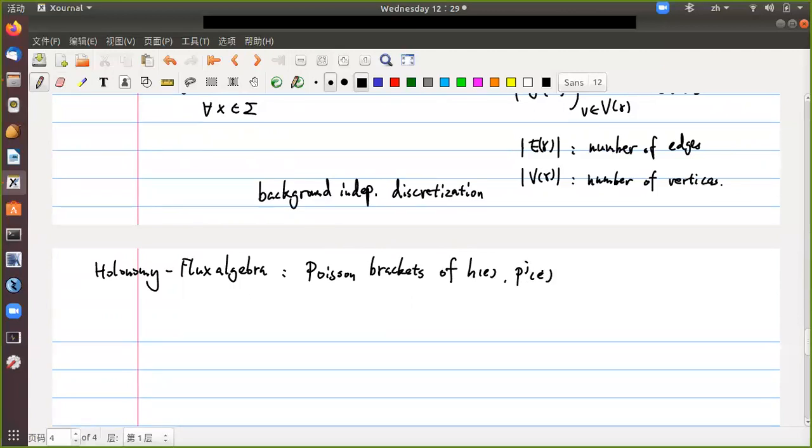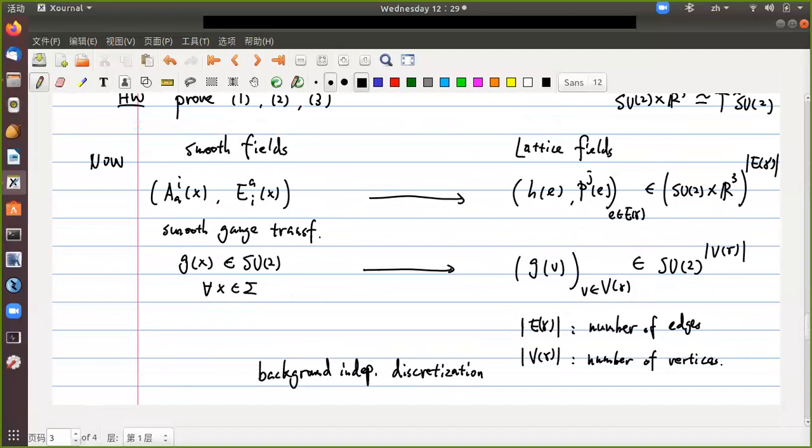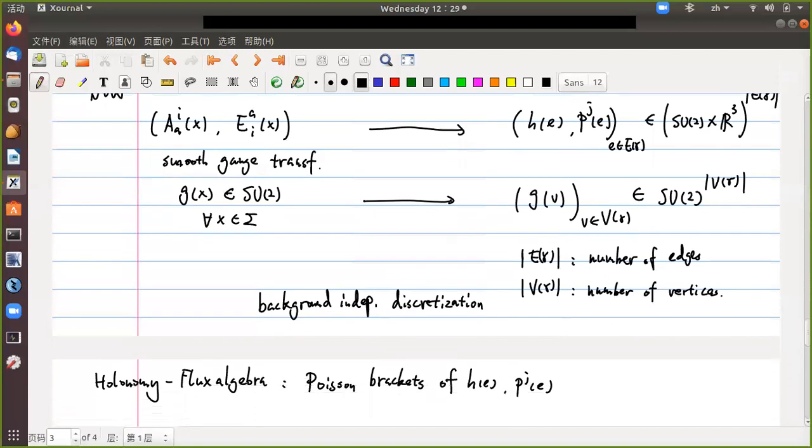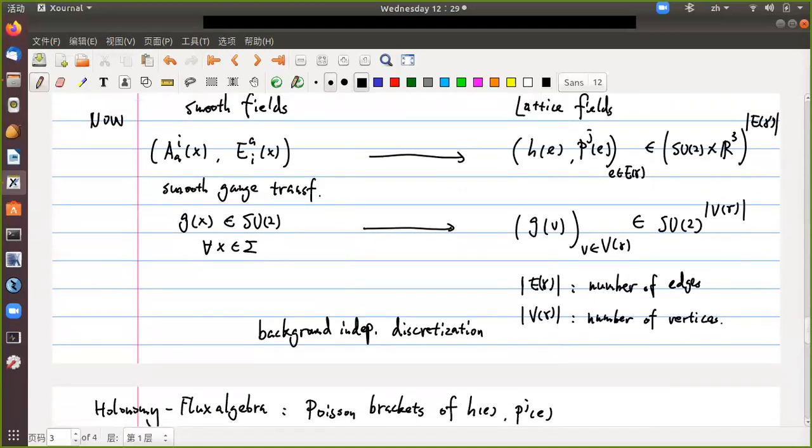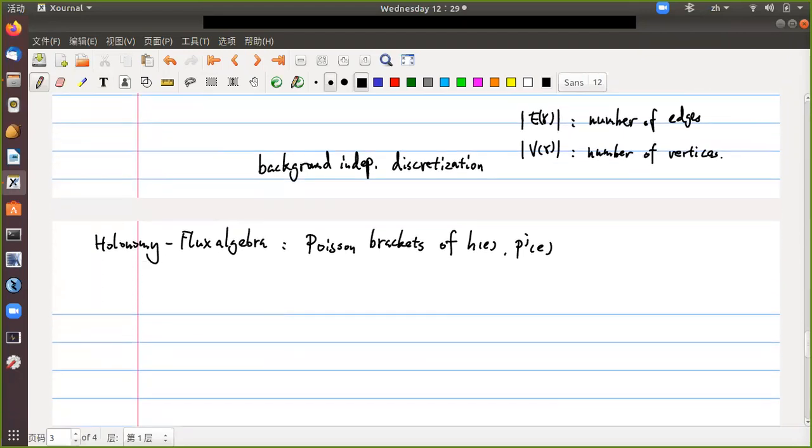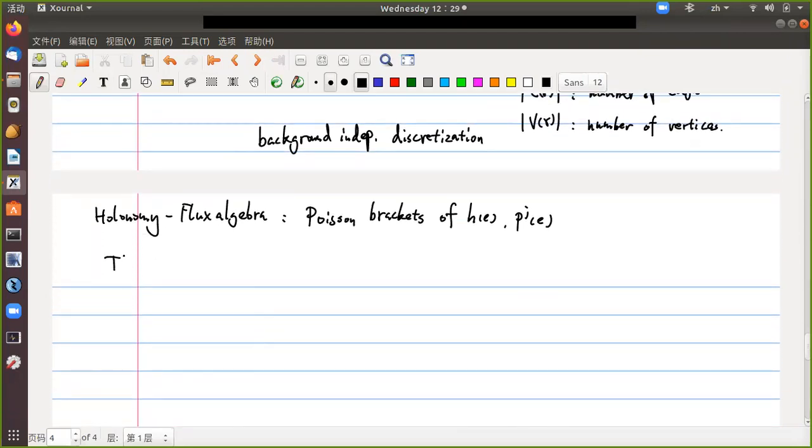For those Poisson brackets, if we want to quantize those lattice variables, in the end those lattice fields will become operators acting on a certain Hilbert space, and then we should know their Poisson bracket to replace the Poisson bracket by the commutator, right? The quantization replaces the Poisson bracket by the commutator. Then firstly we should understand the Poisson bracket. So here again, theorem. This is the result.